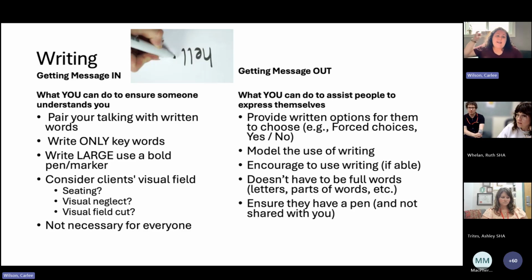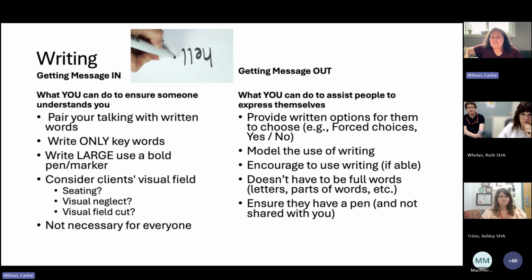But again, writing isn't necessary for everyone. It's something we can add in when the talking is not enough. So how we can help people get their message out in writing is we can provide them written options. So we could say, do you want apple, orange, or pineapple juice? And we might write down those options.